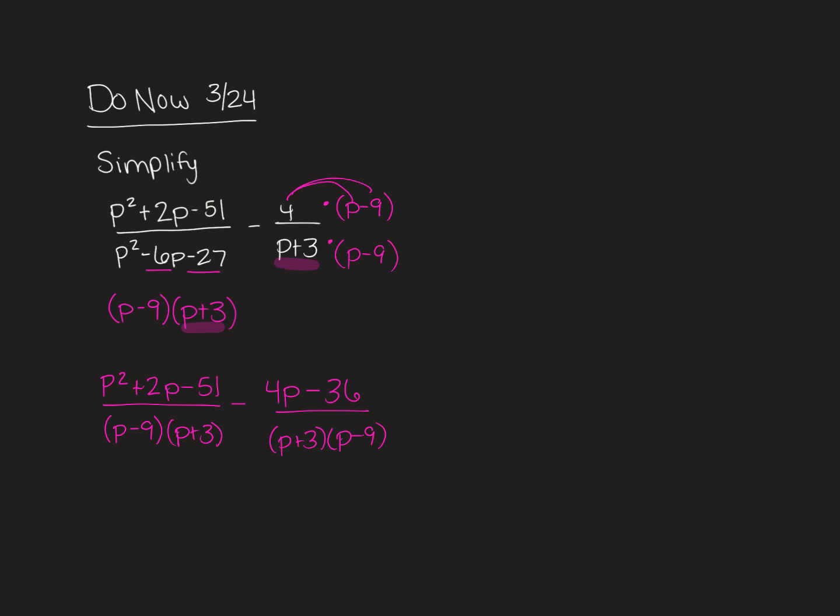Now, the biggest issue I saw in the CIA was that students did not distribute the negative whenever you subtract. So whenever you make this one big fraction here, p squared plus 2p minus 51, you have to distribute that negative, minus 4p plus 36 divided by p minus 9 times p plus 3.